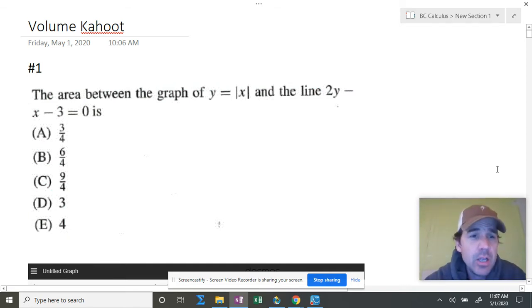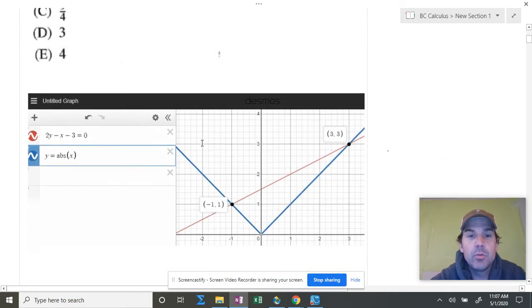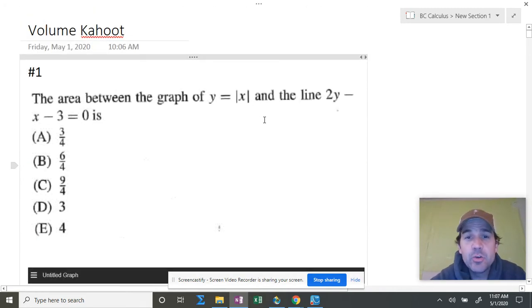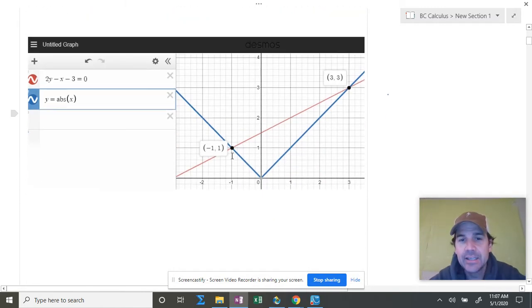So first question, you were asked to find the area, not volume, just area. This is actually a good warm-up question to see how good you are with just finding area in between two curves. So guess what? You can graph it in Desmos. It gives you the intersection points if you click on them.